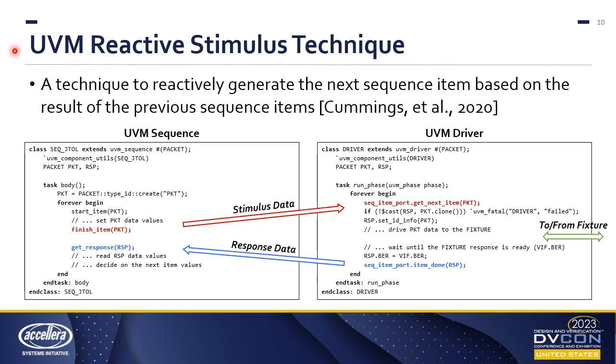The key difference with the ordinary sequence and driver component is that the driver can now talk back to the sequence. When the driver returns the response with the item done method, the sequence can grab that using the get response method. Then, based on the result values contained in the response, the sequence component can choose the next item to try.